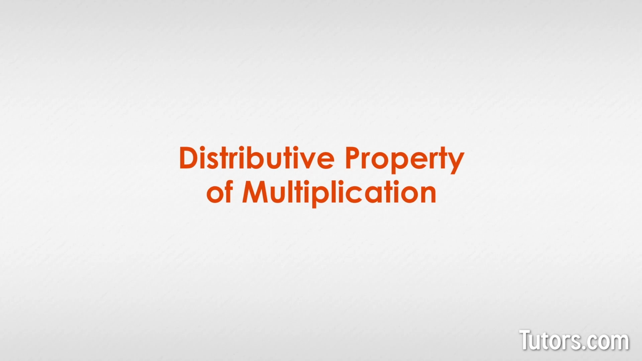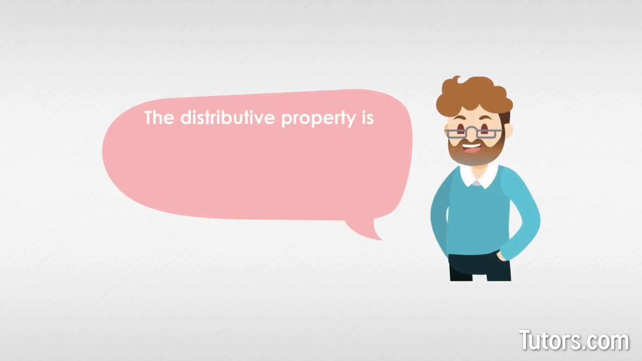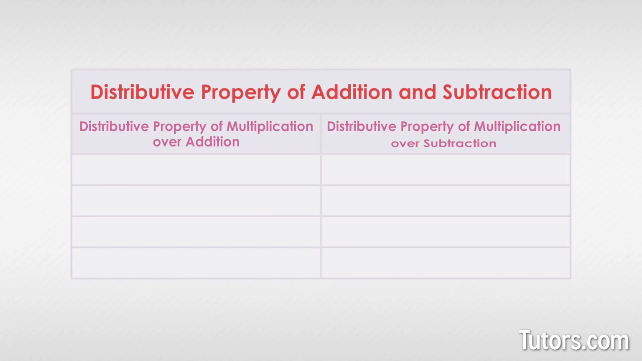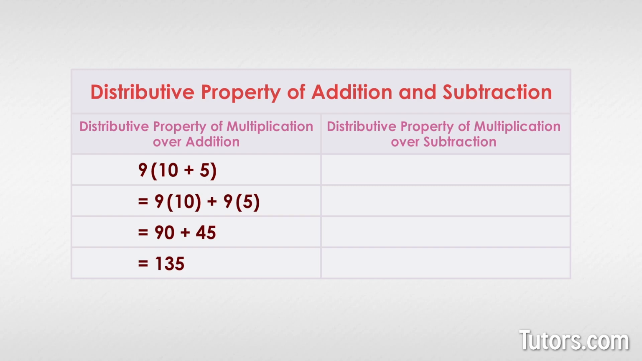Distributive property of multiplication. The distributive property is the same as the distributive property of multiplication, and it can be used over addition or subtraction. Here are examples of the distributive property of multiplication at work. For the addition side, we have 9 times (10 plus 5) becomes 9 times 10 plus 9 times 5. This works out to 125.